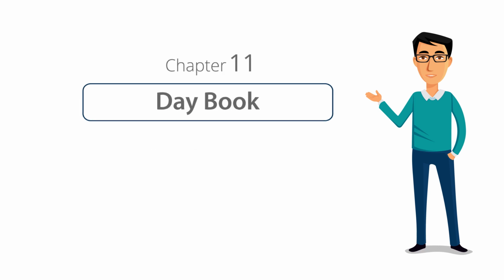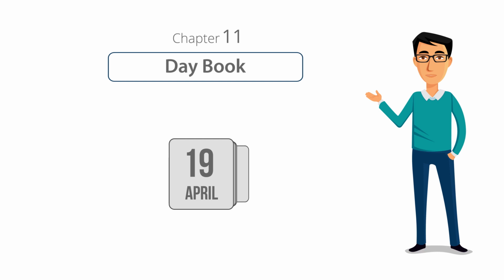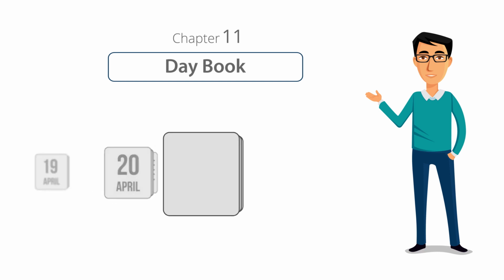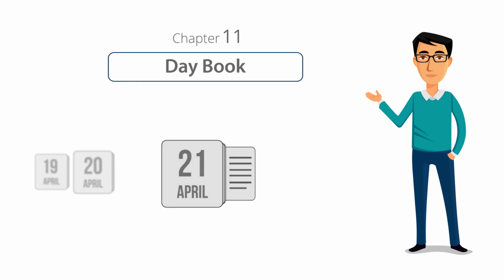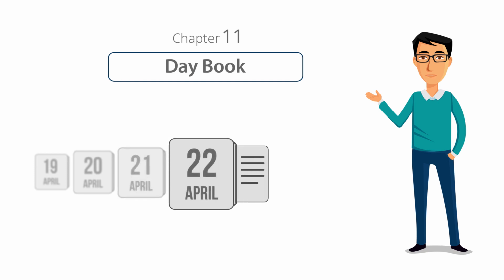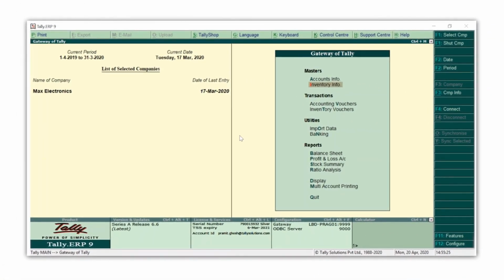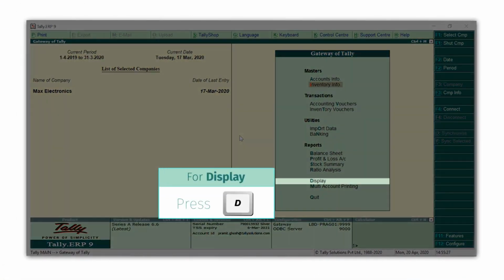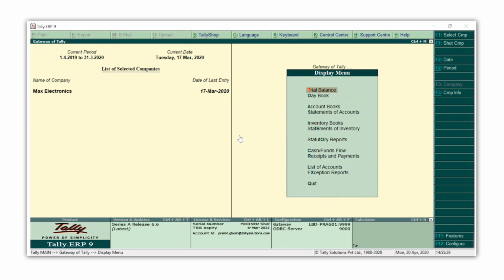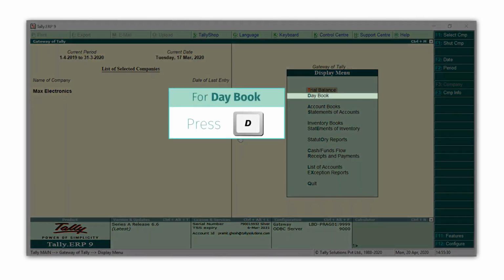In this session, we will learn about the daybook and how you can use it to manage your day-to-day transactions. By listing all the transactions made in a day, the daybook helps you to stay on top of your financial activities. To view your daybook from the gateway of Tally, press D for display and again press D for daybook.